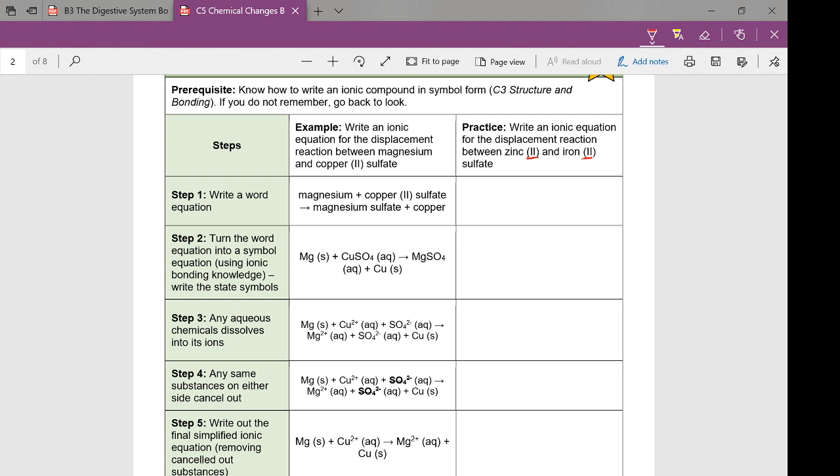So from the question, my reactants, the ones on the left, are going to be zinc 2 and iron 2 sulfate. So I'm going to write zinc 2 plus iron 2 sulfate. And then what does that make? So think back to displacement.